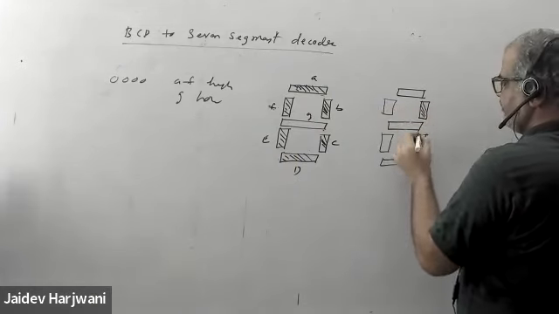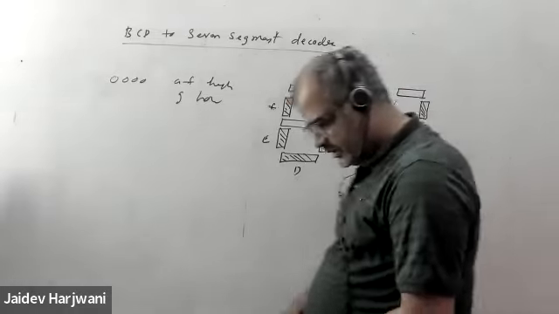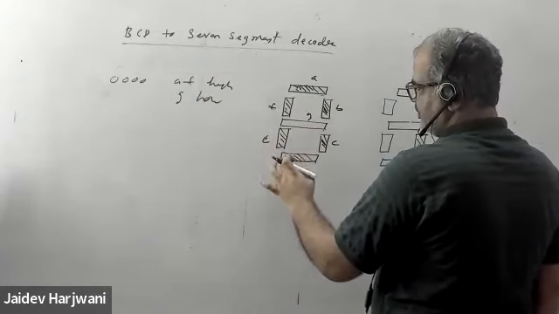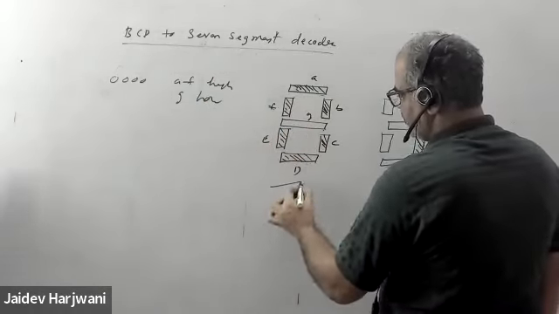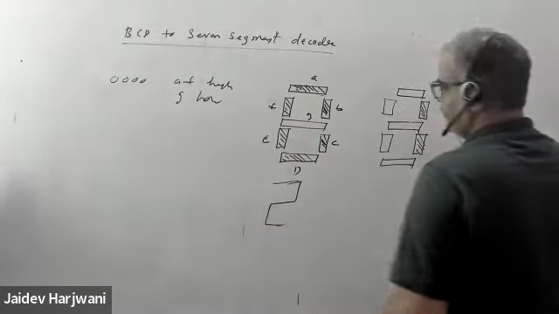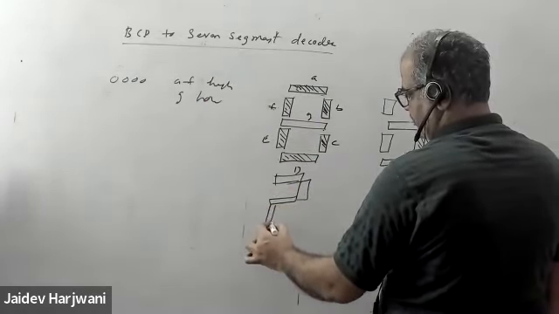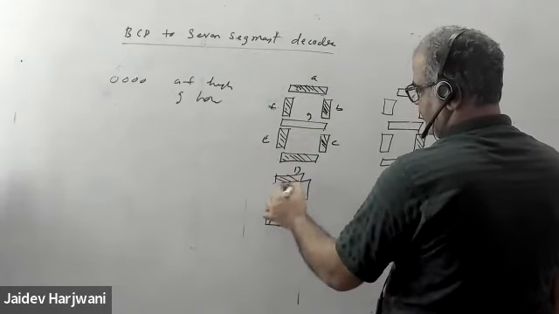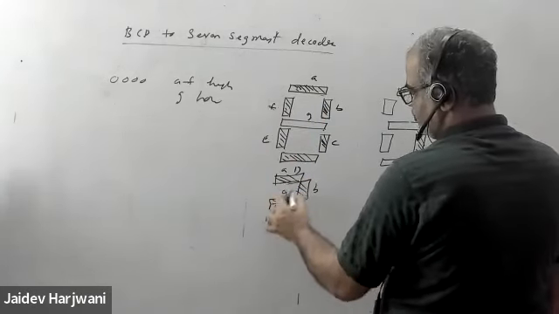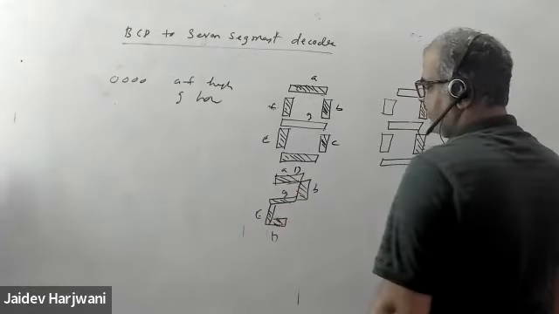Okay, so if you want to make 1, this should be high. Similarly, you want to make 2. How can we make 2? This should be high, this should be high, this should be high, this should be high, this should be high. That means your A should be high, B should be high, G should be high, E should be high, and D should be high. Okay, so then it will make 2.